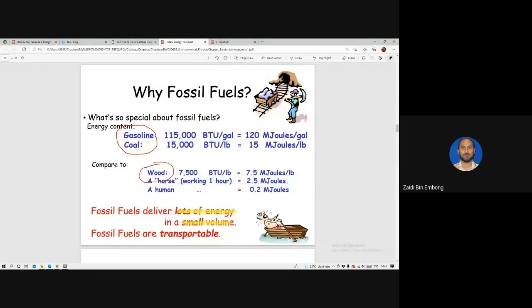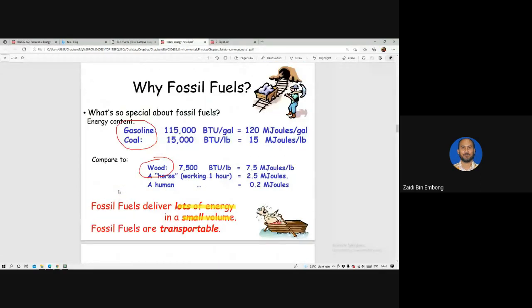If we compare to biomass like wood, it's very small, 7.5. That's why you can see in the previous picture, the first technologies were based on biomass, on charcoal and wood. But once people discovered gasoline, they changed everything. The technology changed, the engine changed, everything changed. Fossil fuel is also easy to transport.